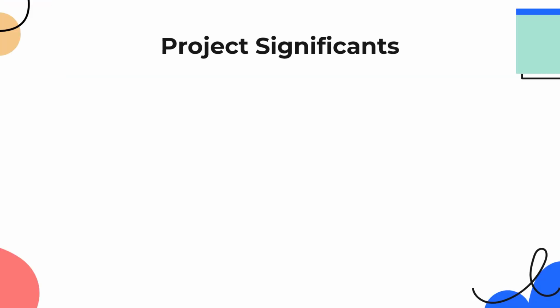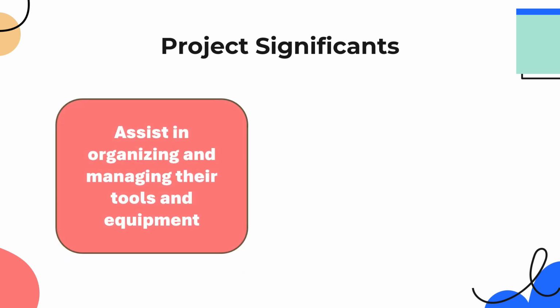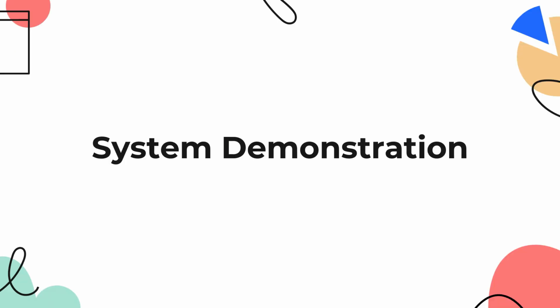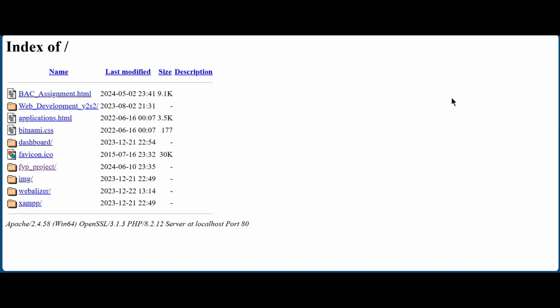So next I would like to talk about the project significance. A proper tool management system can assist in organizing and managing their tools and equipment, and also indirectly enhance their main productivity. So now I would like to start with my system demonstrations.